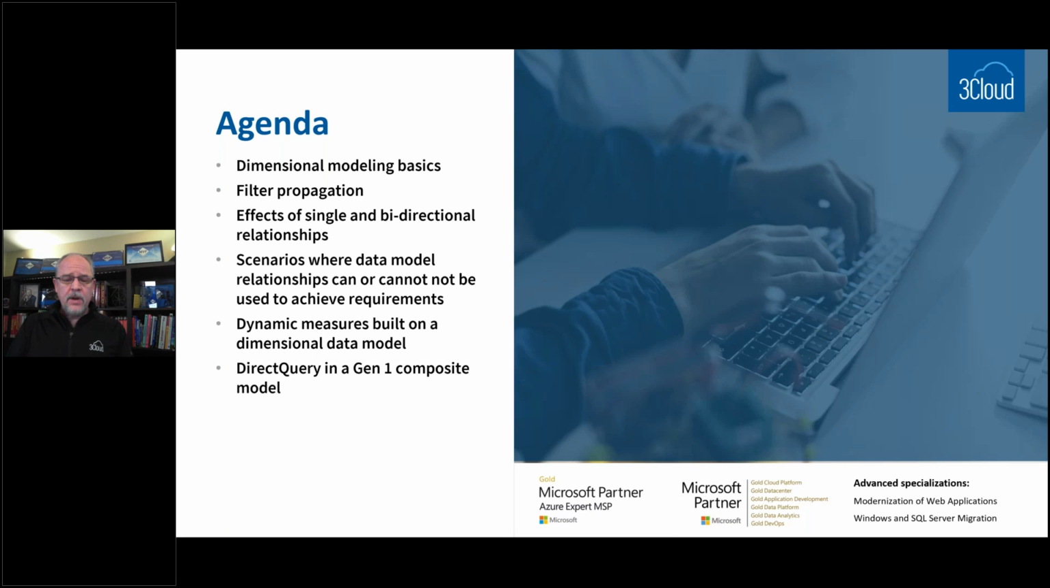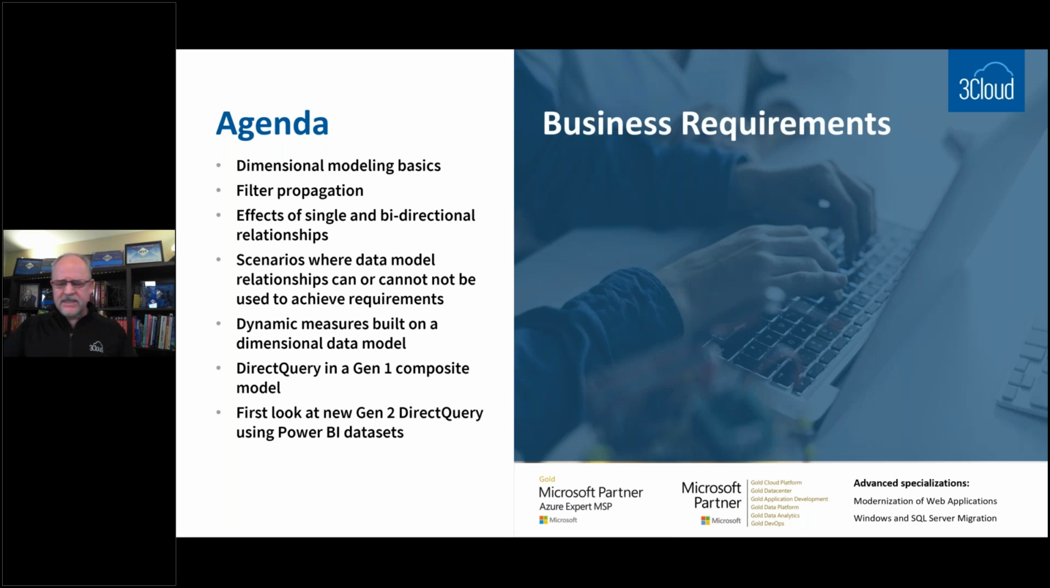And I'm going to wrap up with a couple of demonstrations. One showing you a Gen 1 composite model using direct query with import mode. That's the current flavor of composite model capability. And then we're also going to take a peek at Gen 2 direct query using Power BI datasets, which is the next generation of composite model capabilities that is now in public preview and only has been for a couple of weeks now.